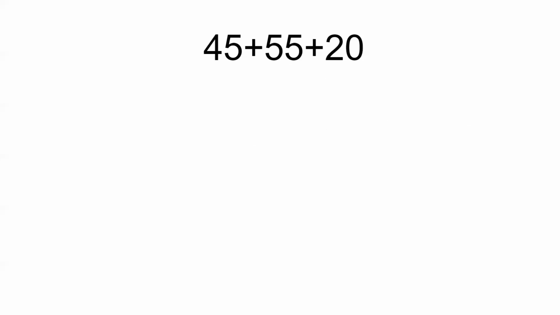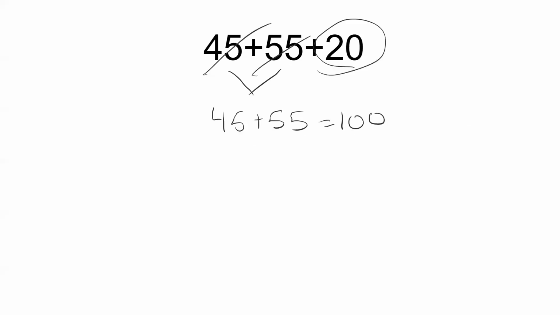Now for this next problem, we have 45 plus 55 plus 20. To do this problem, we're going to find our 100. The 100 that I see here is 45 and 55. So 45 plus 55 equals 100. We can cross them out because we used them. We're left with just a 20. So we can add that 20 to what we got, which was 100, and we're left with 120.